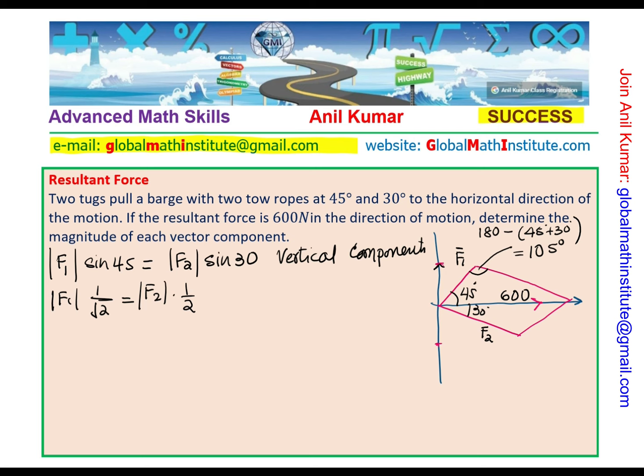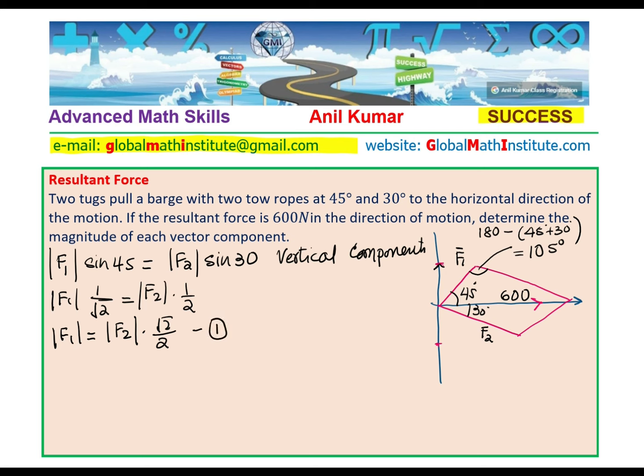So we have this relation, and from here we can always say that F1 is equal to F2 times square root 2 over 2, right? Correct. So that is how the forces are linked. So we get one from the vertical first equation. Let's call this equation 1. The second one is that the resultant is along the horizontal. That means the horizontal components add up to 600, right?